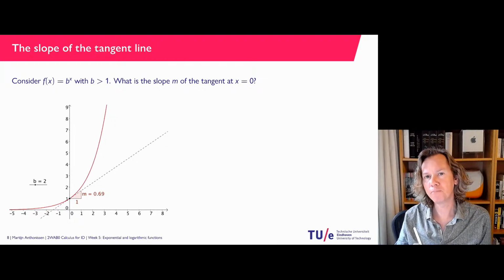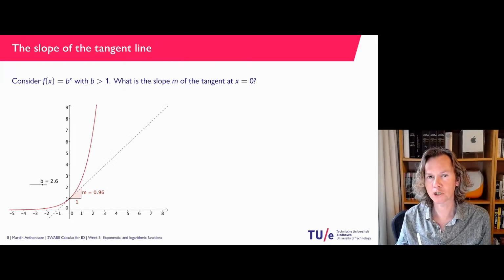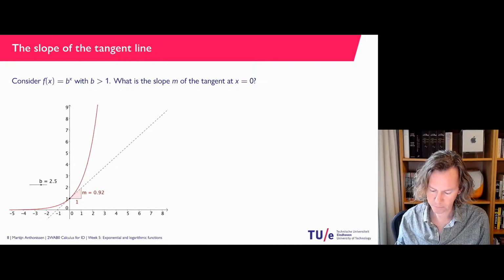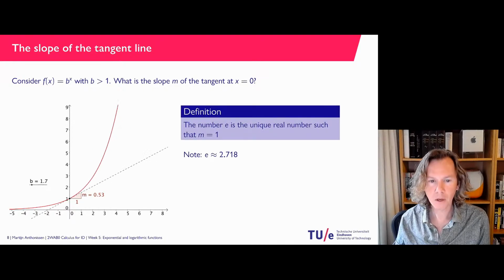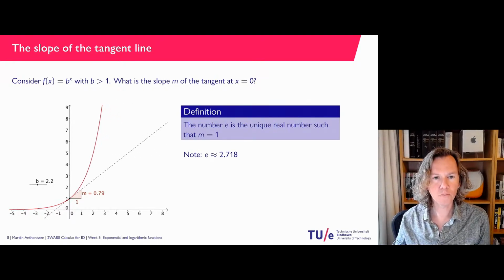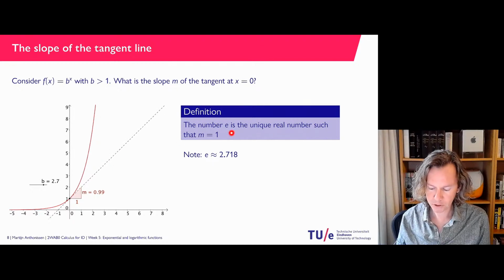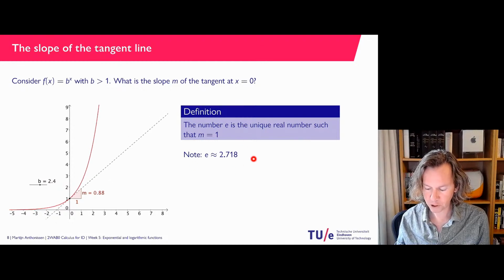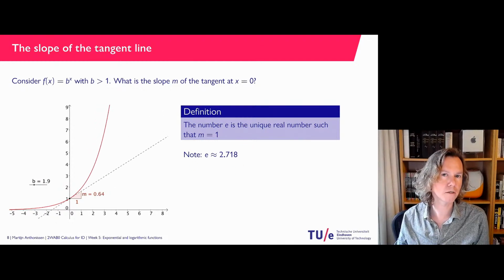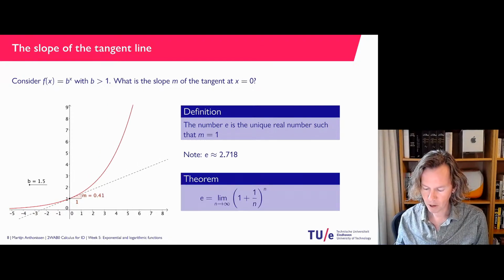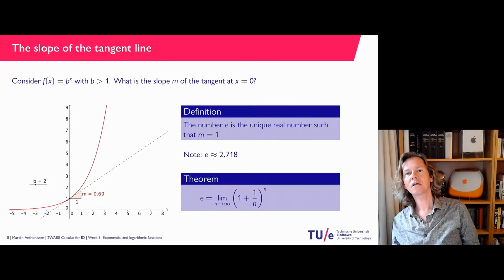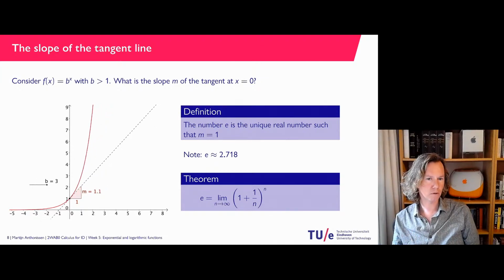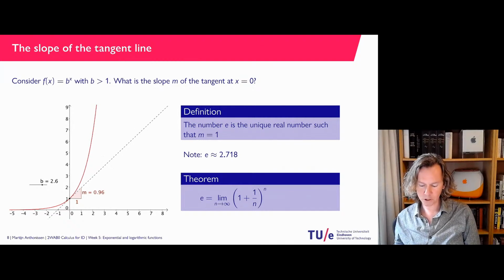Now, that value of b for which the tangent line has exactly slope 1, we call that e, Euler's number. So let's see. So Euler's number is the unique number e such that m, the slope of the tangent line, is 1. And if you would compute that, you would find that it's 2.718 and so on. What you can also show, which is not clear from this picture, but I put it on this slide because this is about the definition of Euler's number, is that it's also equal to this limit that you see here.